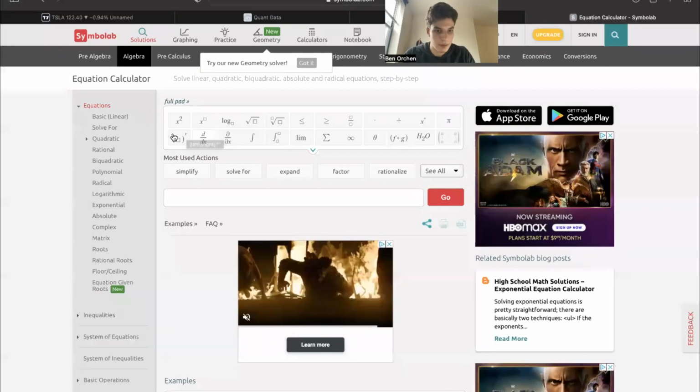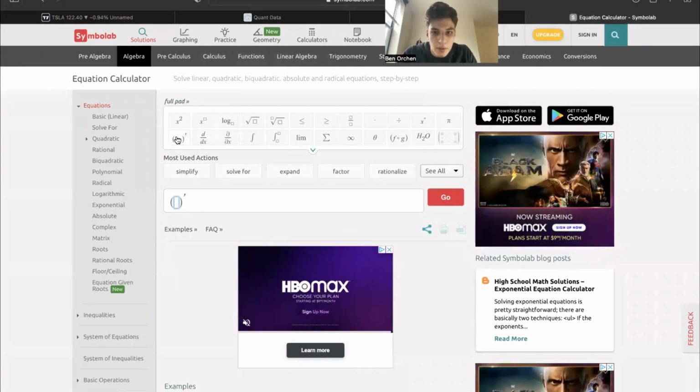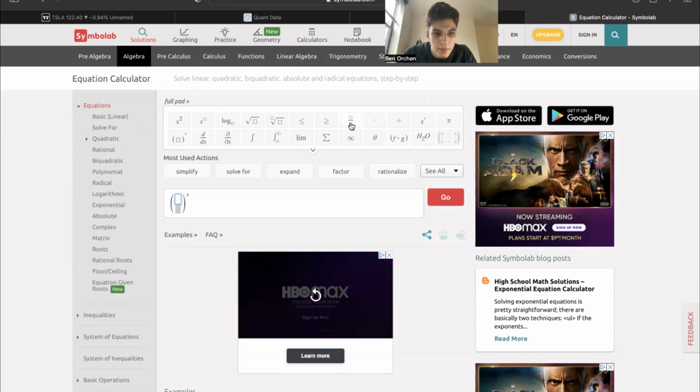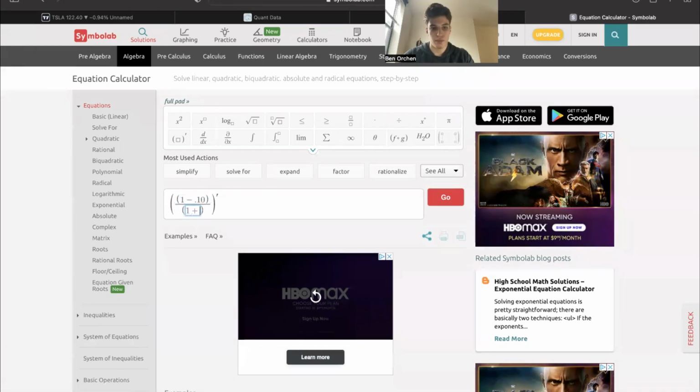So let's go right here. All right, so let's do exactly what that equation was showing. So 1 minus 0.10, and then we do 1 plus 0.10. And we'll take that and do it to the power of the amount of trades that we take. Let's just use 5 as an example here.